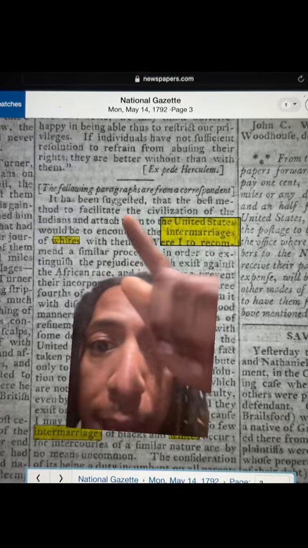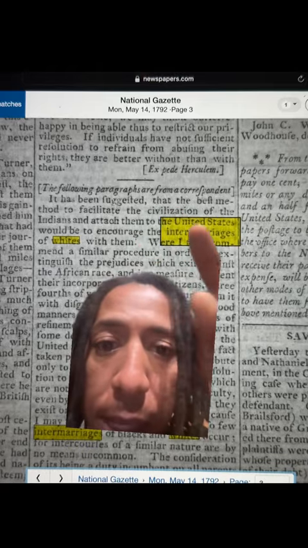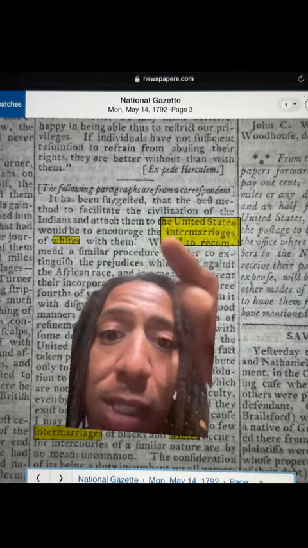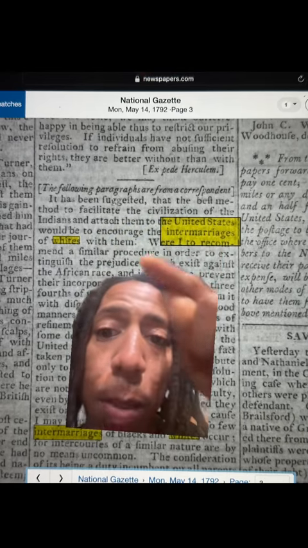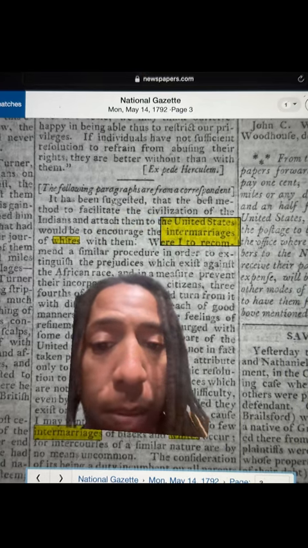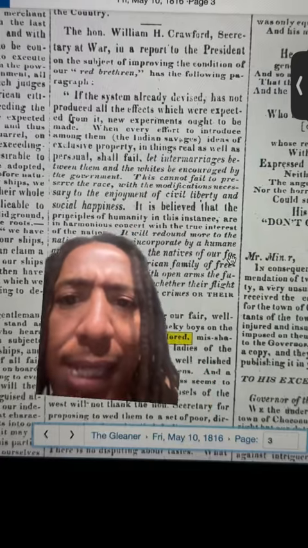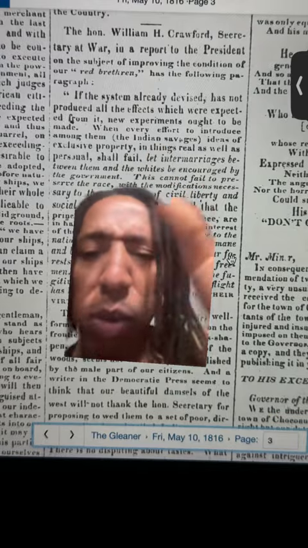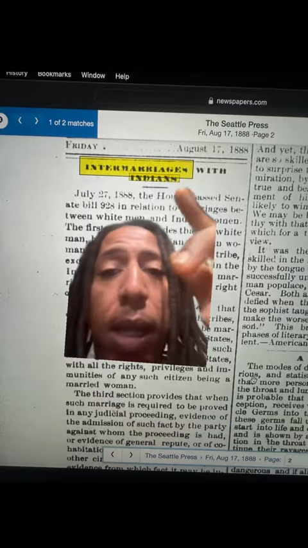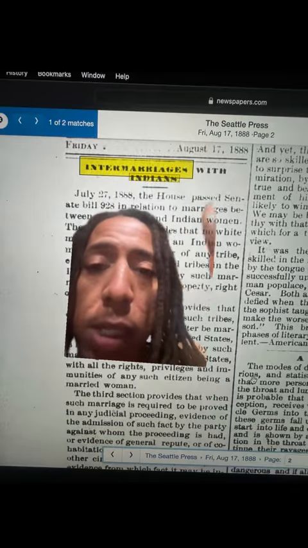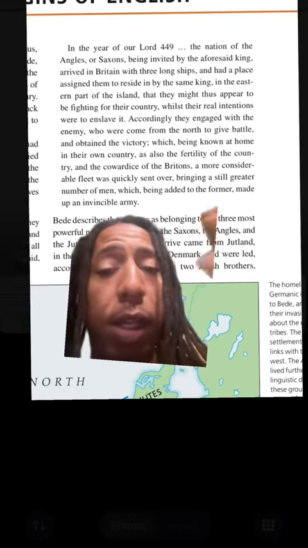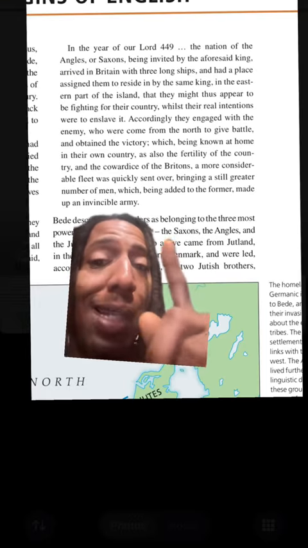1792. It has been suggested that the best method to facilitate the civilization of the Indians and attach to the United States would be to encourage intermarriages between whiteys and them. And they kept going. This is 1816. When you come down here, it says, let intermarriages between them and the whites be encouraged by the government, the Indian savages, without getting into it. And they basically continued all the way up into the 1900s. This is 1888. So I'm going to let him finish up. Again, this was in the textbooks in schools.